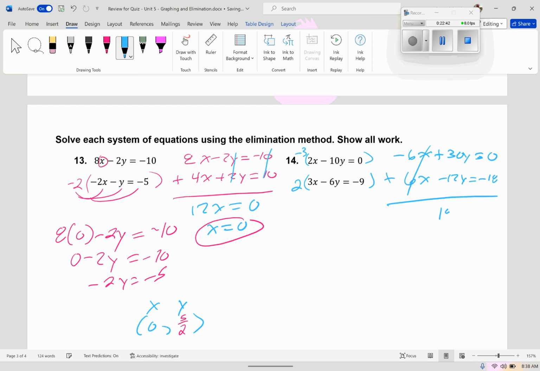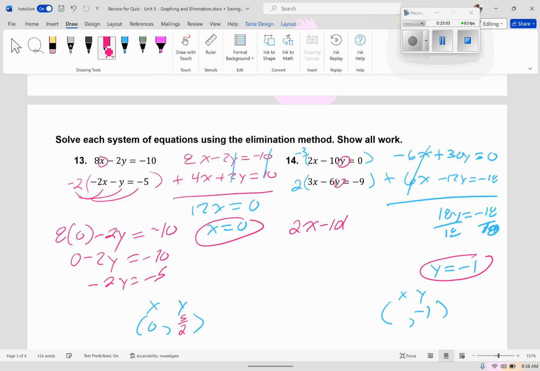And that's going to give me 18y equals -18. Divide both sides by 18. So that's going to give me -1. That's my y value. All right, so my y value I'm going to replace with -1, either there or there. I'll pick the top one. -10 times -1 is +10. Subtract 10 from both sides. Divide by 2, so that's going to give me a -5.